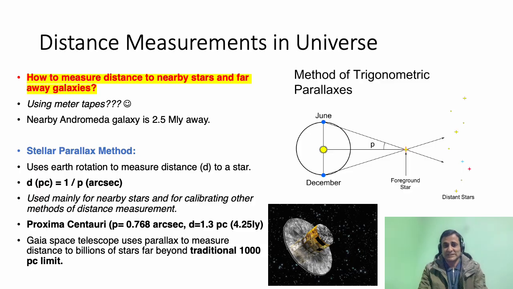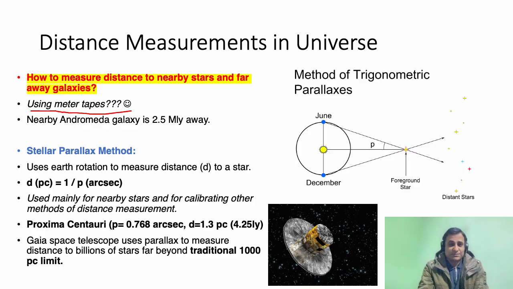So there are lots of methods to find out the distance of a given star from the Earth. Of course, you won't be using meter tapes, right? Because you can't really make such a long meter tape on Earth, and even if you make it, you can't take it to that star. So you have to find some other ways.